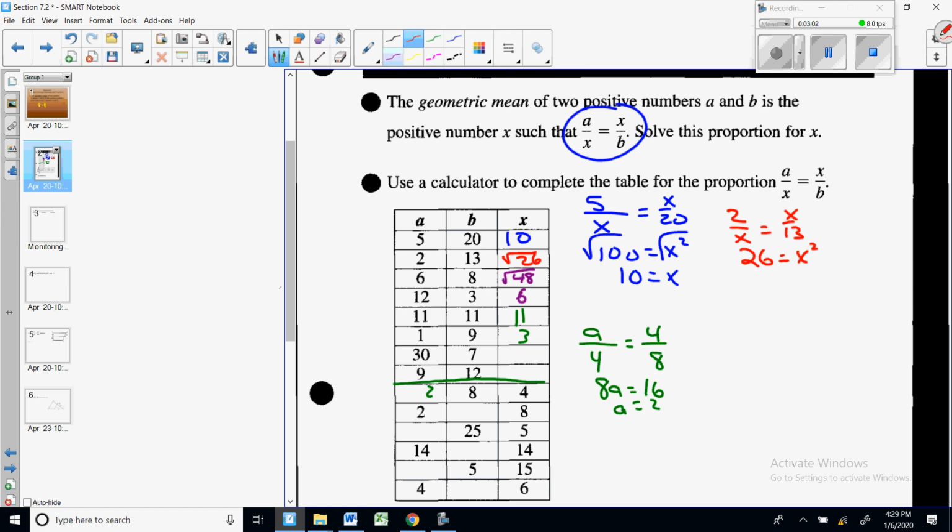Our next one, we have 30 and 7. It's going to come out to be the square root of 210. And our last one, we have 9 and 12 being multiplied together. 9 times 12 is 108. So the square root of 108 is our answer.